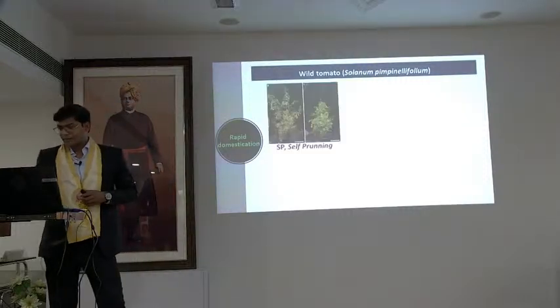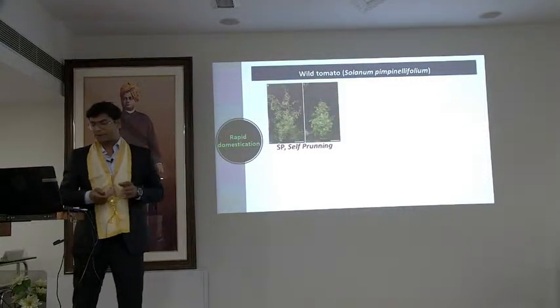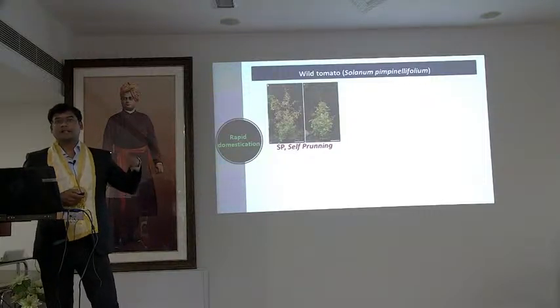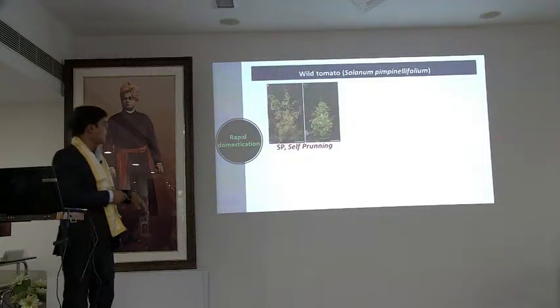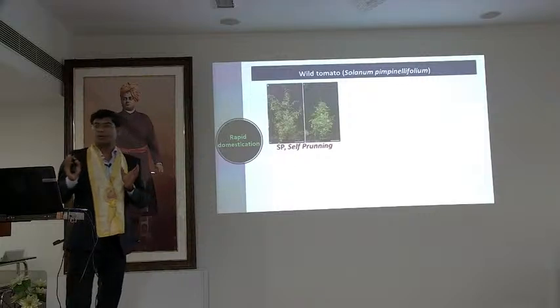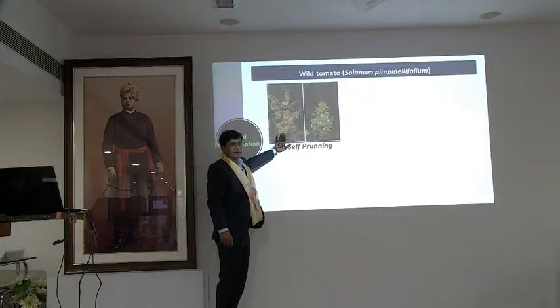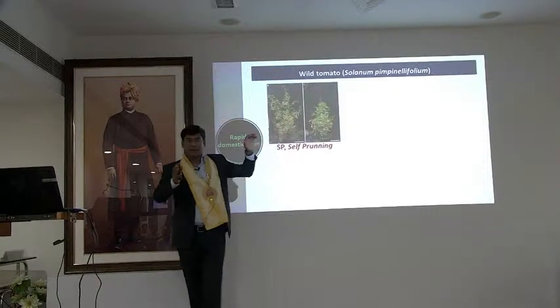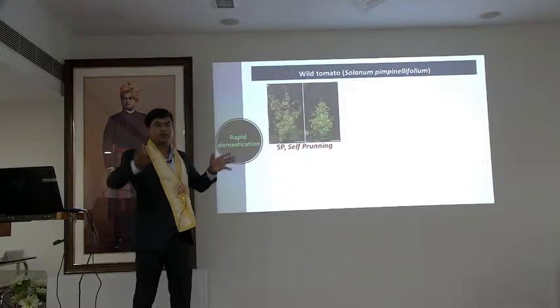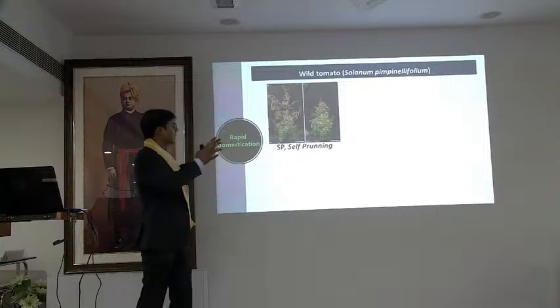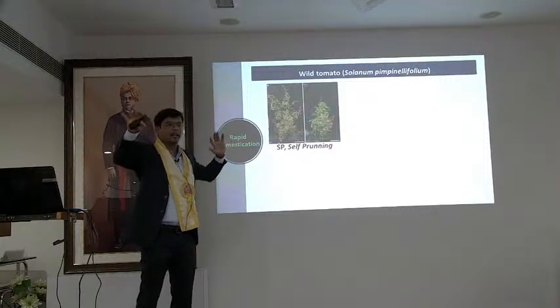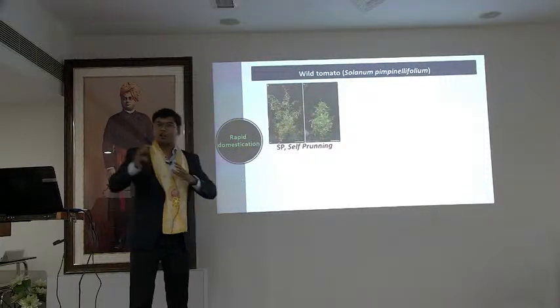So in tomato, let me give you an example. For rapid domestication, this technology is being used, where SP means self-pruning gene, where this is a wild plant. What I showed you, cultivation practices: a plant is taking too much space for growing. So it is bushy and spreading in nature, so you cannot grow a lot of plants in a small area.